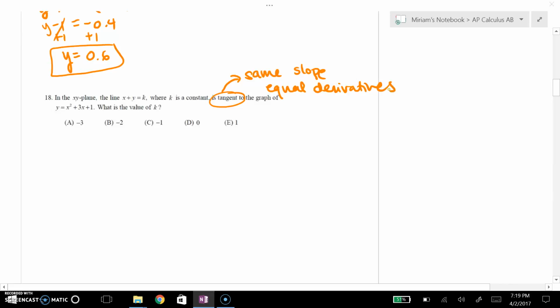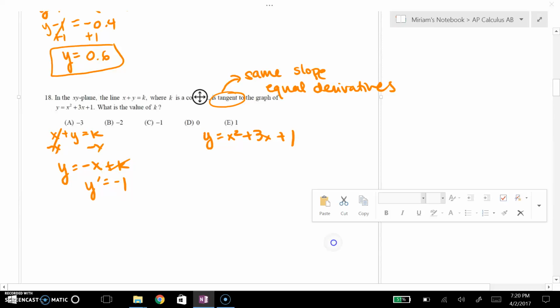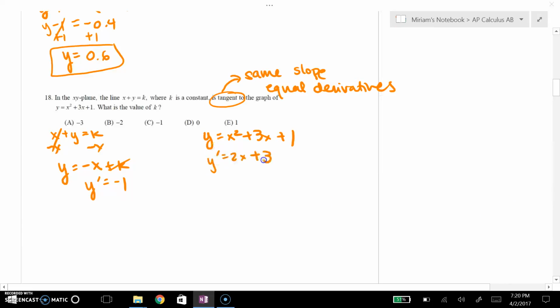Alright? So, let's do it. x plus y equals k. I don't like seeing it this way, so I'm going to subtract x from both sides so I can get y by itself. And then we also have y equals x squared plus 3x plus 1. If we take the derivative of both, y prime is negative 1 because k becomes 0. And then y prime here will be 2x plus 3. Now I can set them equal to each other. Subtract 3. So x is negative 2.